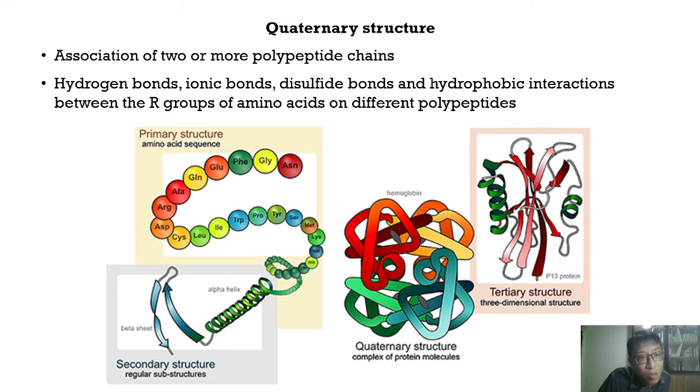And lastly, the quaternary structure refers to the association of two or more polypeptide chains. So when you have multiple polypeptide chains coming together to form one protein, then this protein is described as having a quaternary structure, or it is a quaternary protein. The multiple polypeptide chains come together also by forming bonds. The same bonds found in the tertiary structure are also formed between R groups. But the amino acids that are forming these bonds, of course, are found on adjacent polypeptides, not in the same polypeptide chain. So that's the quaternary structure, okay?